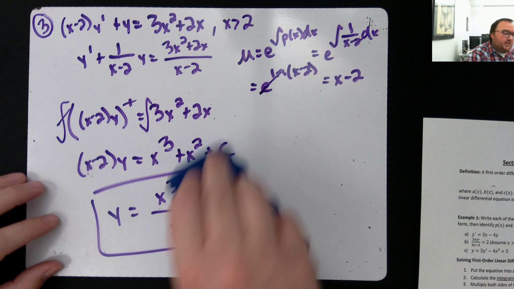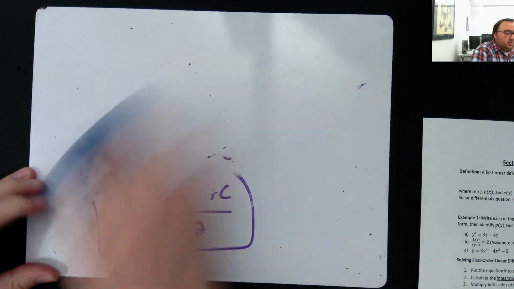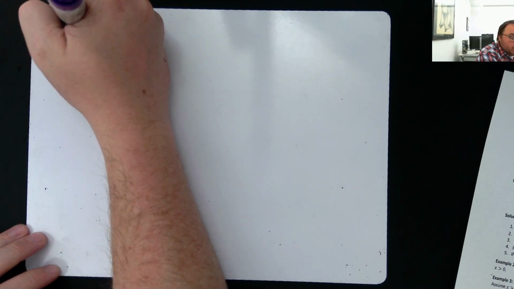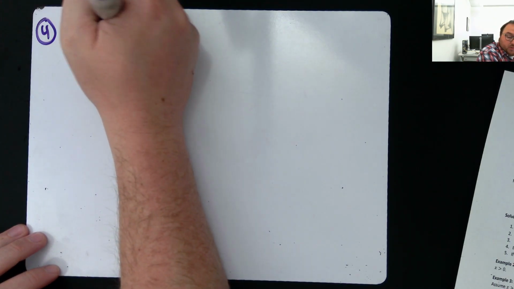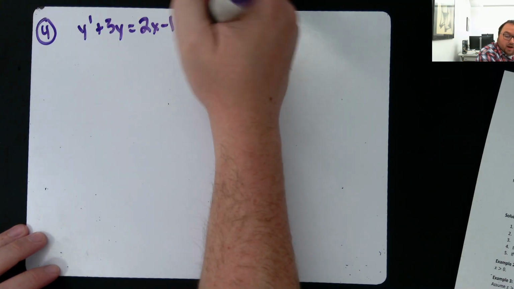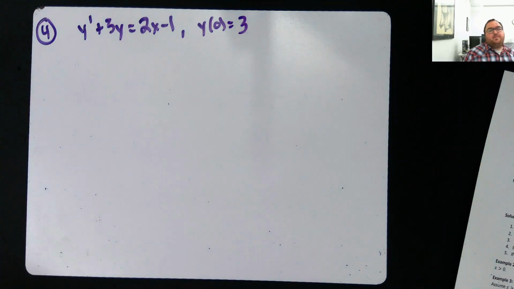Example number 4 is actually an initial value problem, which means we're going to have to actually solve it for C. This one is y prime plus 3y equals 2x minus 1, where y of 0 is equal to 3. So again, this point just means we're going to have to actually solve it for C.